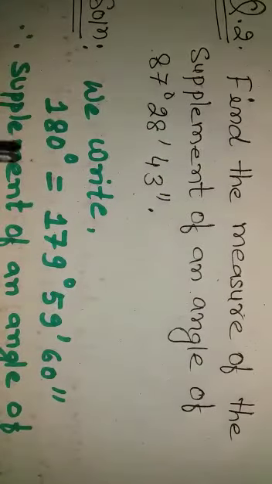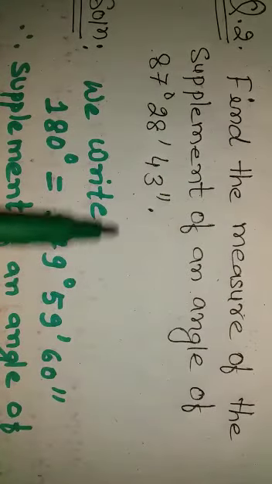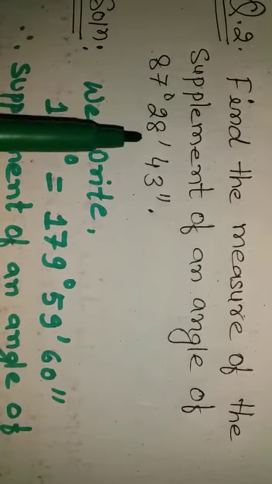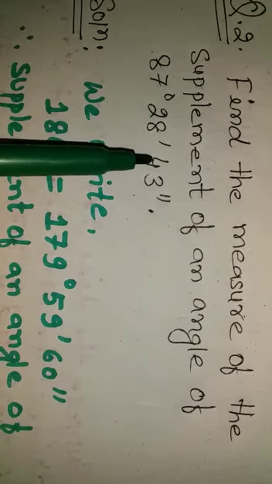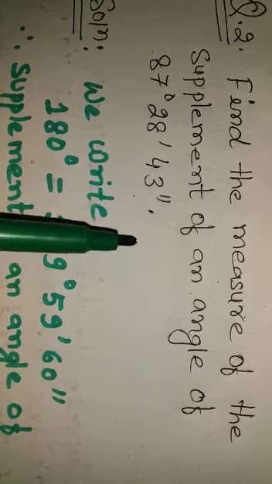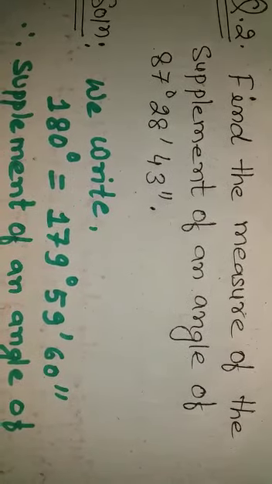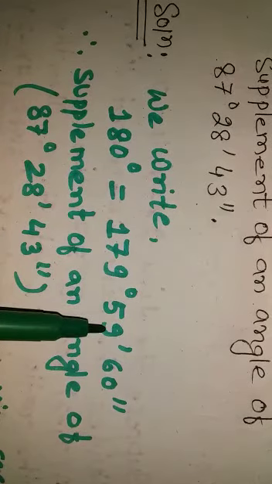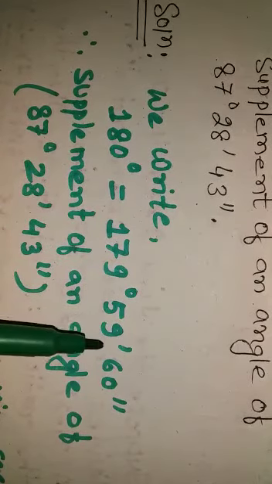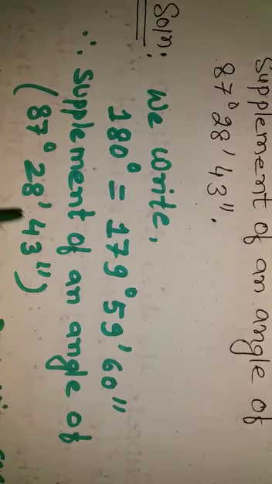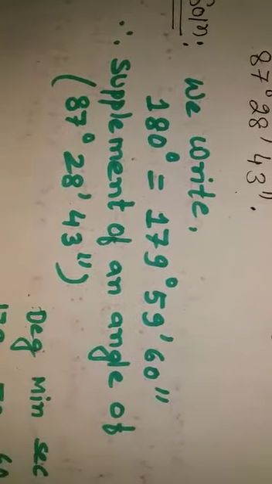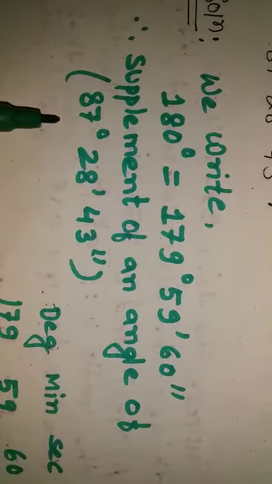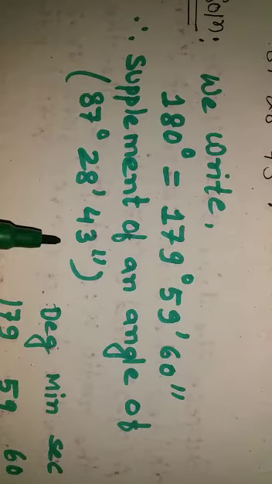Now similarly we can find the measure of the supplement of an angle. Here the term given is supplement. Supplement means 180 minus. Here similarly we will follow the same pattern. We can write 180 degree is equal to 179 degree 59 minute and 60 second. We have to find the supplement of an angle of 87 degree 28 minute and 43 second.